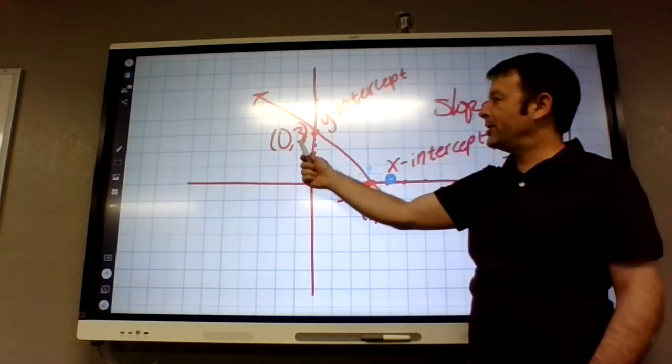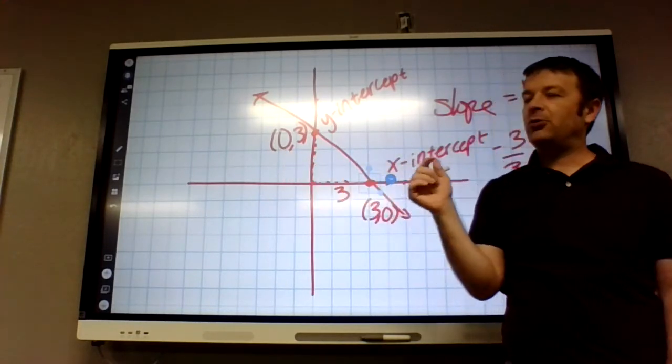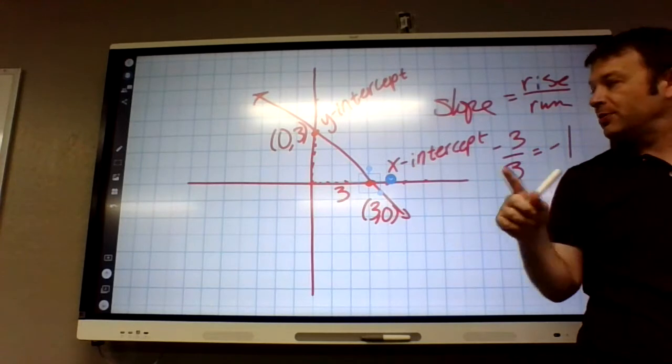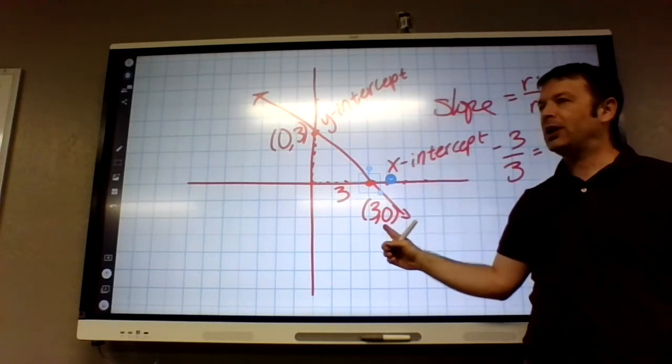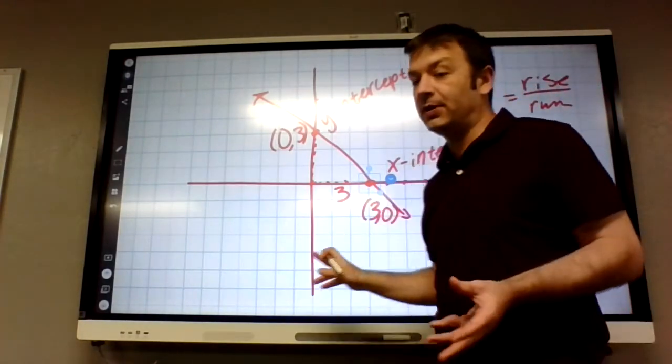So what do all y-intercepts have in common? They have an x value of 0. So all y-intercepts have an x value of 0. All x-intercepts have a y value of 0. So on number 1, we don't need to graph this to figure it out.